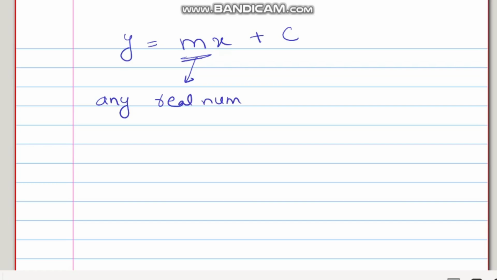Now if you want to generalize a thing in mathematics, we always go for generalization. mx plus c. What is m here? M is any real number. So what is a real number? Do you know? Yes, teacher. Like all numbers, like one, two, three, four, five. Okay, very good.